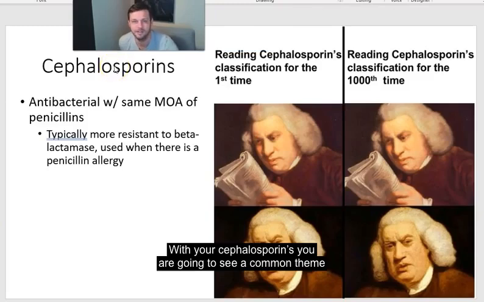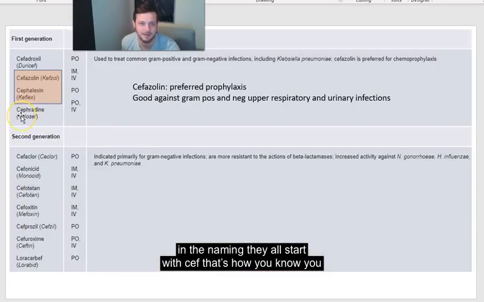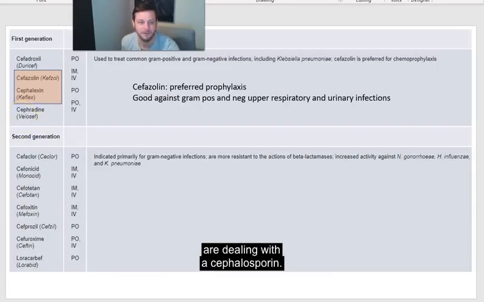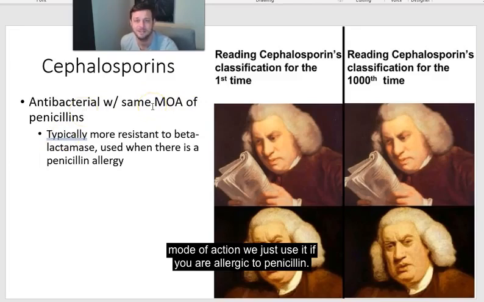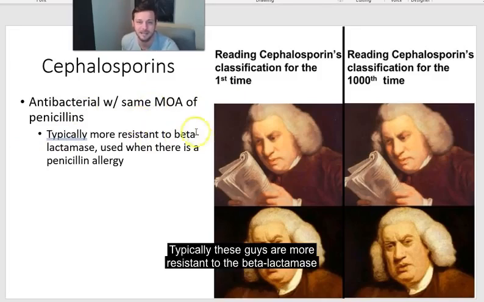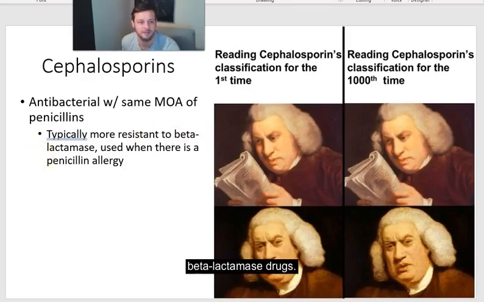With your cephalosporins, you're going to see a common theme in the naming. They all start with ceph. That's how you know you're dealing with a cephalosporin. They're antibacterial, just like your penicillins, using the same mode of action. We just use it if you are allergic to penicillin. Typically, these guys are more resistant to the beta-lactamase, and so you might not have so much combos with other beta-lactamase drugs.